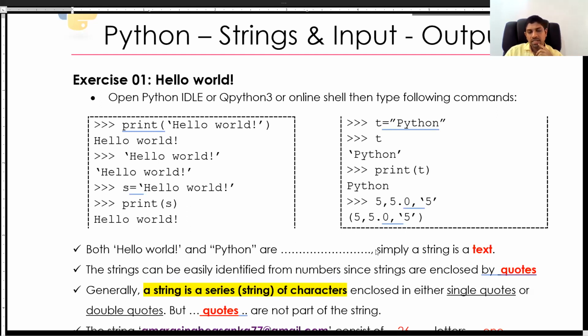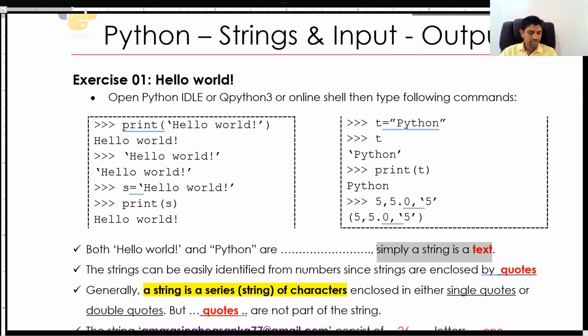Okay. Simply, a string is a text. Text messages, multimedia messages. If the message consists of multimedia data such as images, we call it multimedia, right? Text messages are short messages, SMS, right?